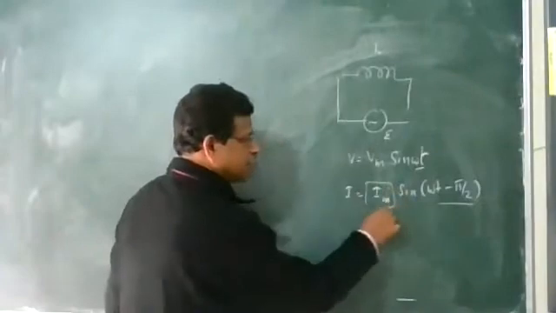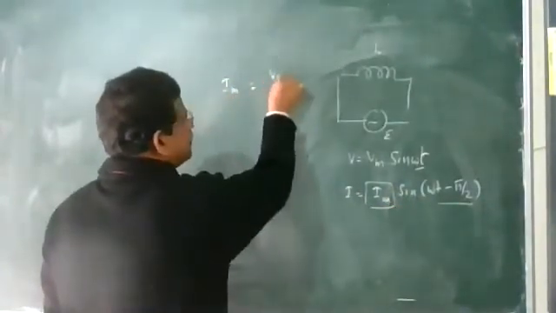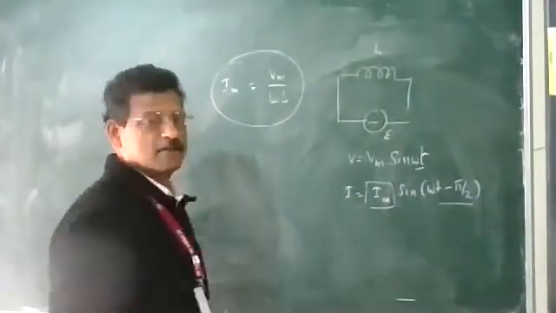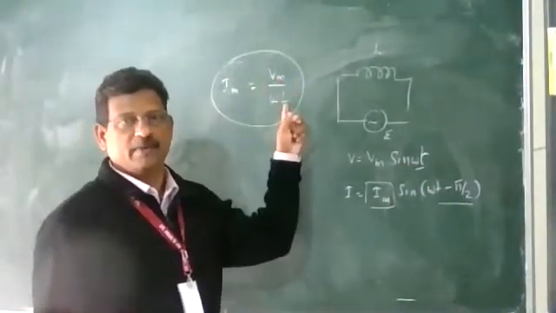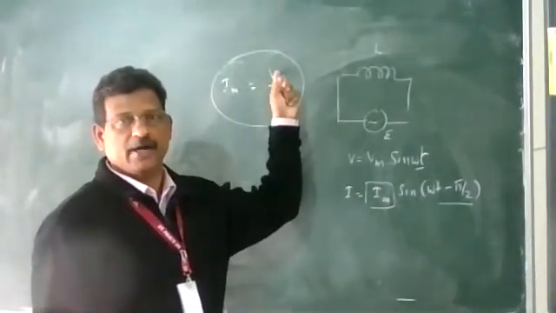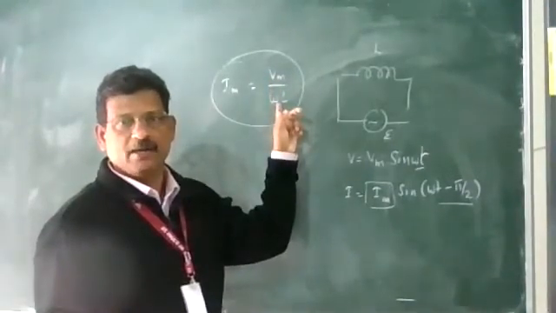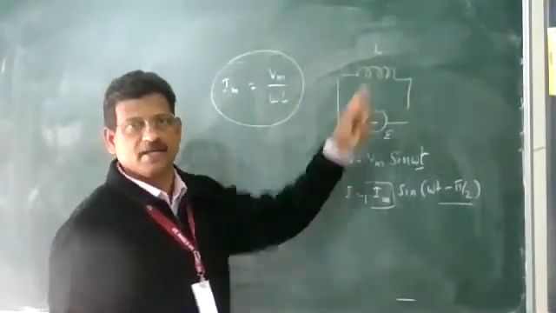And what is the maximum value Im? Im is given by the equation Vm divided by omega L. This is very important. Im is equal to Vm divided by omega L. Current is obtained by dividing voltage by some particular term, omega L. So omega L should be the resistance given by the inductor.